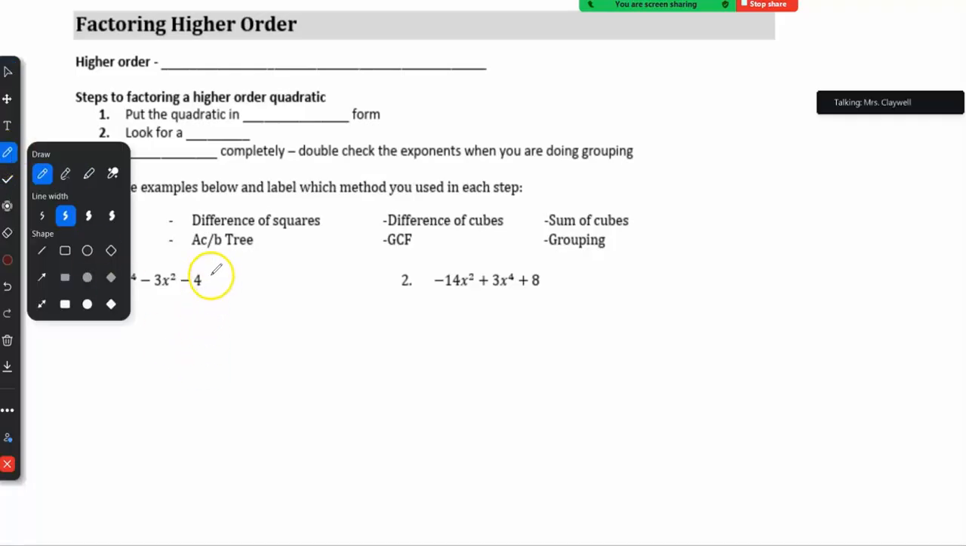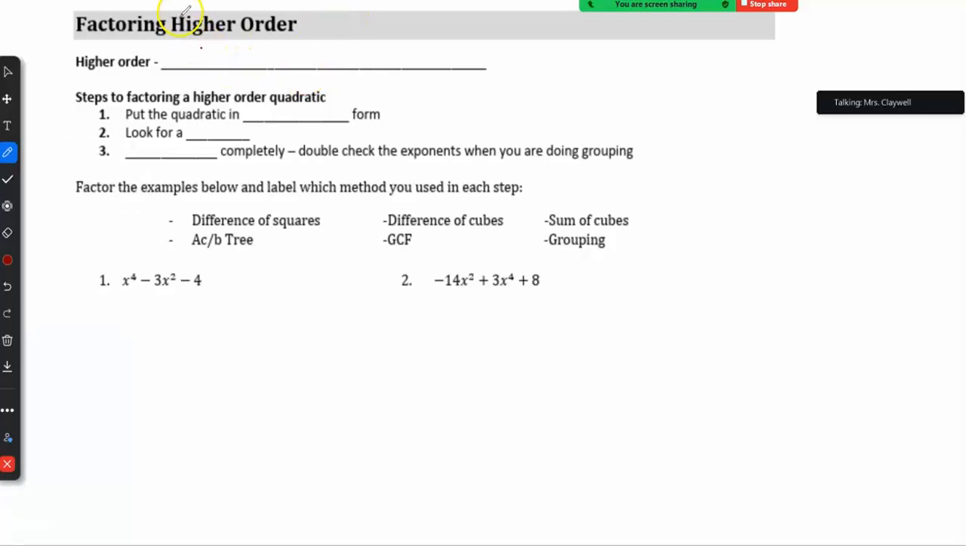So now we're going to practice factoring something that's higher order. To factor something that is higher order, that means that the highest degree is 4 or above. So step 1 I want to do is put the quadratic in standard form. Look for a GCF. Then I want to factor completely. And then it wants us to name what method we use, so we're going to be doing that with these.